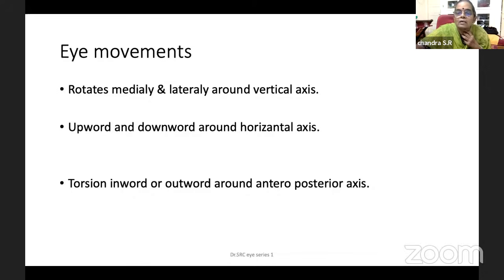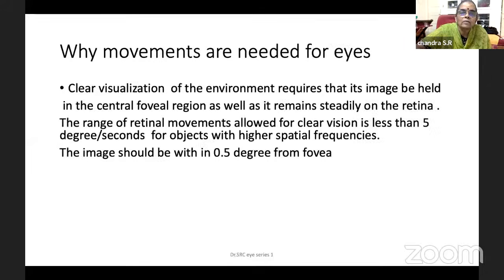Then I will tell how this becomes abnormal. So why do we need movements? That's what we are going through. Clear visualization of the environment requires that its image be held in the central foveal region, as well as remain steadily on the retina. It should be put on the fovea and remain on the retina.